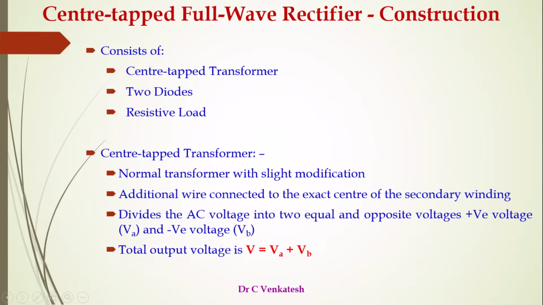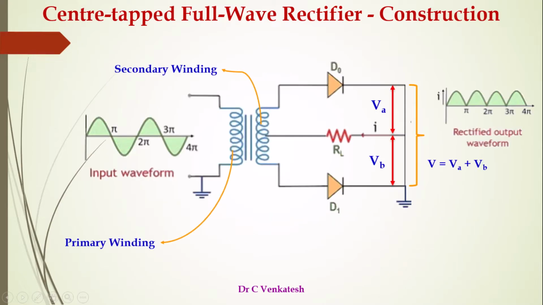The first component, the center tap transformer, is similar to a normal transformer with one slight modification. An additional wire is connected to the exact center of the secondary winding. It divides the AC voltage into two equal and opposite voltages, that is plus V and minus V. The total output voltage is the sum of the two voltages, V equals VA plus VB.